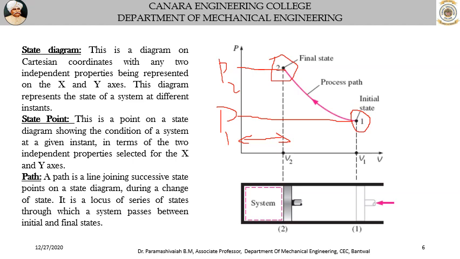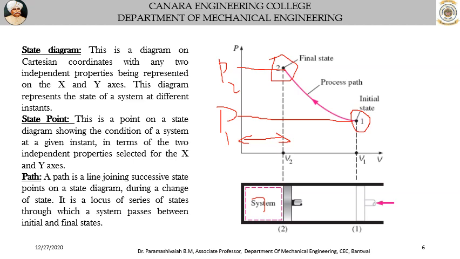Initially at state 1, the volume was V1 throughout this and the pressure was P1. Then when you move the piston to the left from state 1 to state 2, the volume is reduced to V2. Because of that, the work we have done on this, the process is a compression process. We have compressed the gas. The result is that volume is reduced. On the other hand, the pressure is increased from P1 to P2.